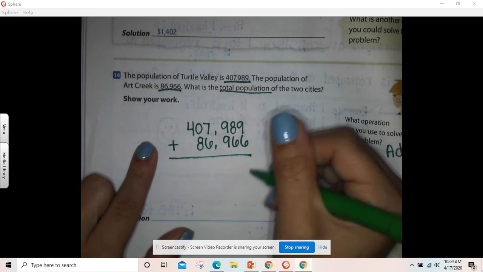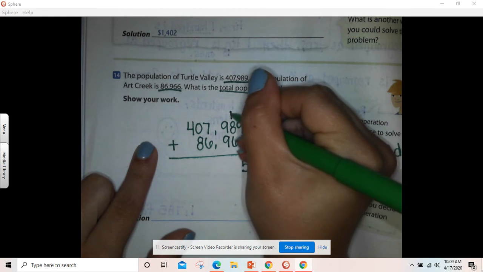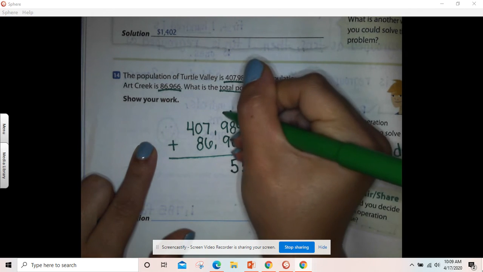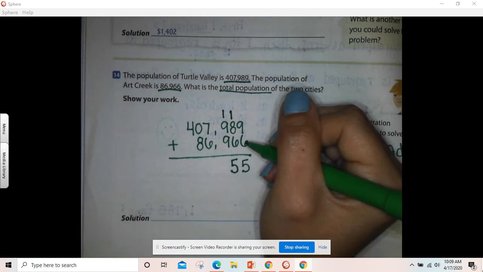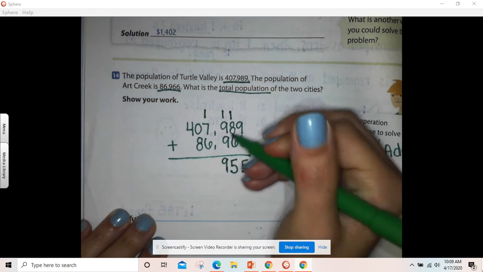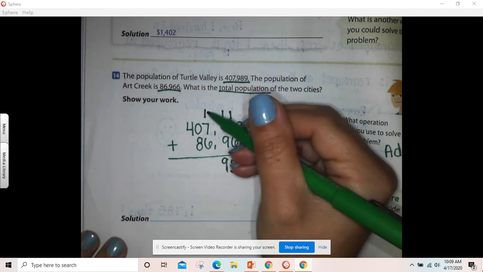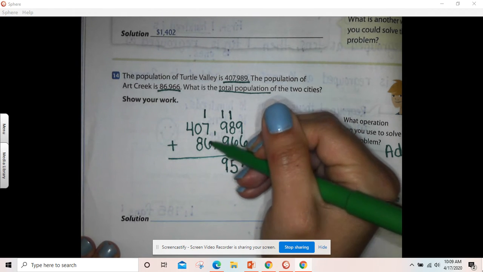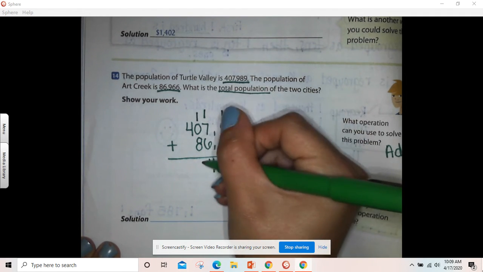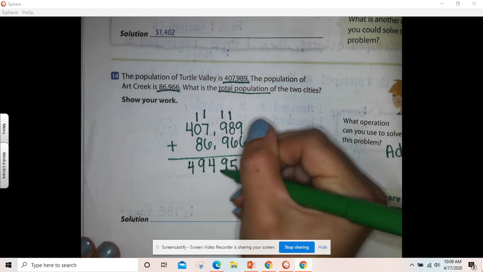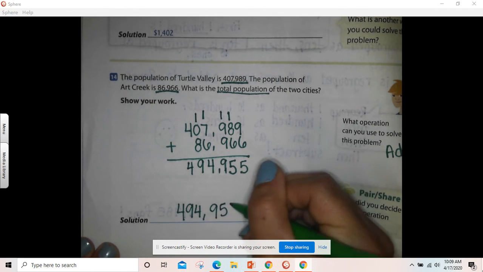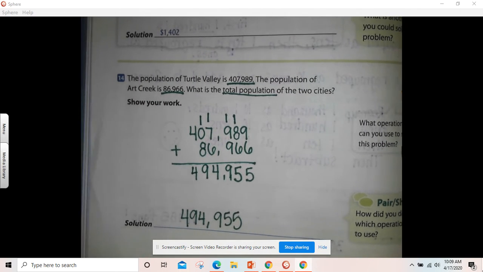Okay, 9 plus 6 gives me a 15, so I'll put the 5 and carry that 1. 8 plus 1 is 9, plus 6 is also going to be 15. Carry that 1. I know 9 and 9 is 18, plus 1 more is 19. Oops, and I'll carry that 1. And I know, see, I try to do mental math. So I know if 1 plus 6 is 7, and I know my doubles facts, 7 plus 7 is 14. So I'll carry that 1 here. 8 plus 0 plus 1 is 9. And then I have a 4. So that leaves me with 494,955 is the population of those two cities.